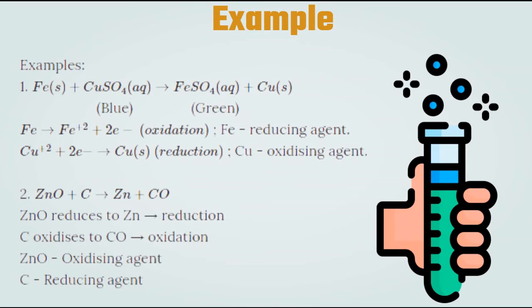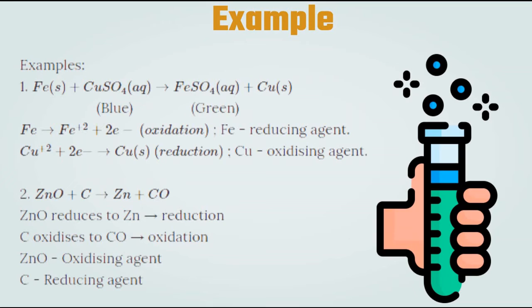Here we have Fe plus CuSO4 turns to FeSO4 plus Cu. Here Fe turns to Fe2+ plus 2e-. That is the oxidation, and Fe is the reducing agent. And in the second part we have Cu2+ plus 2e- turns to Cu. This was reduction. So Cu was the oxidizing agent here. You get it right here.